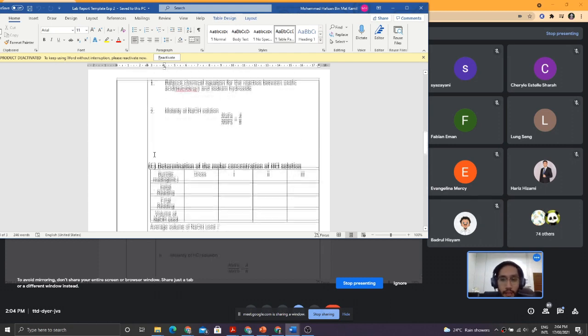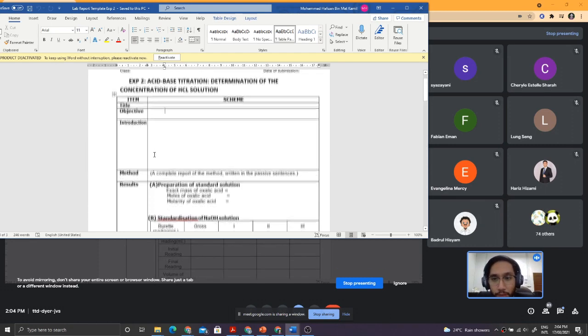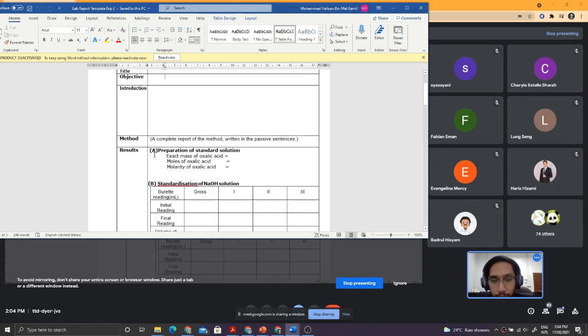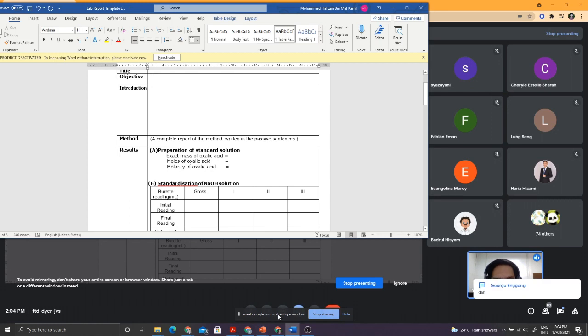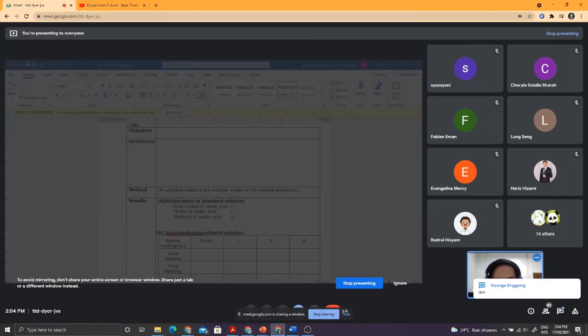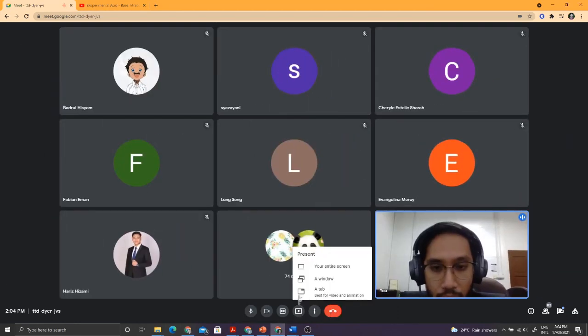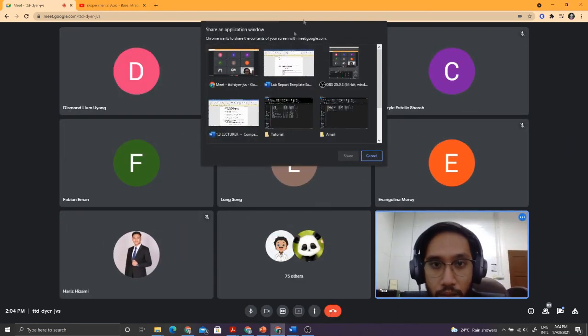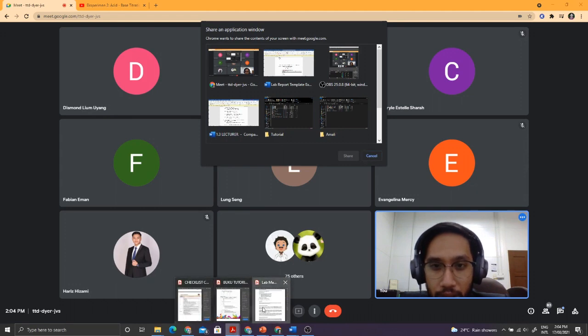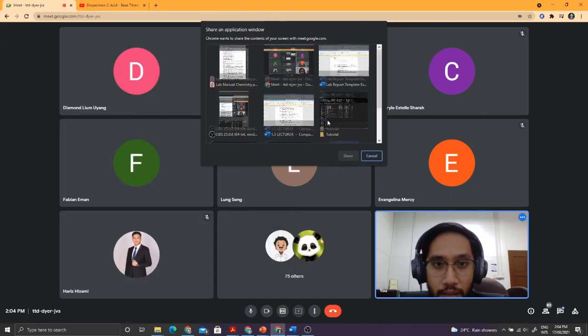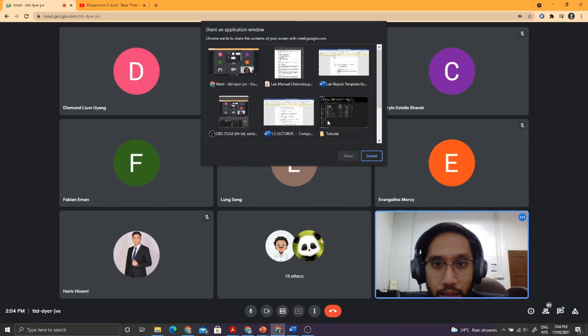So today, korang dah baca ke belum lab manual? Okay, kalau boleh baca lab manual and tengok actually apa yang kita nak buat for today. So I'm gonna show you lab manual. Mana pergilah lab manual saya. Okay, here.